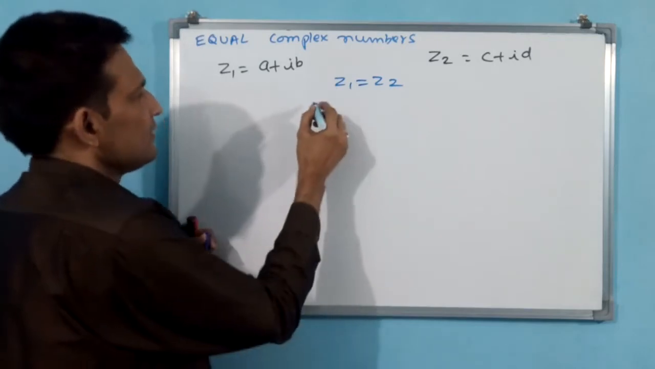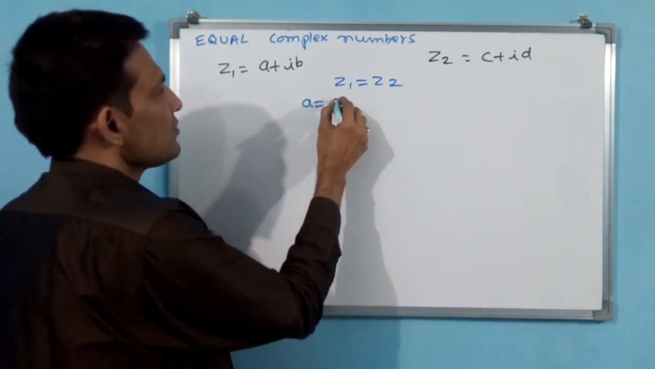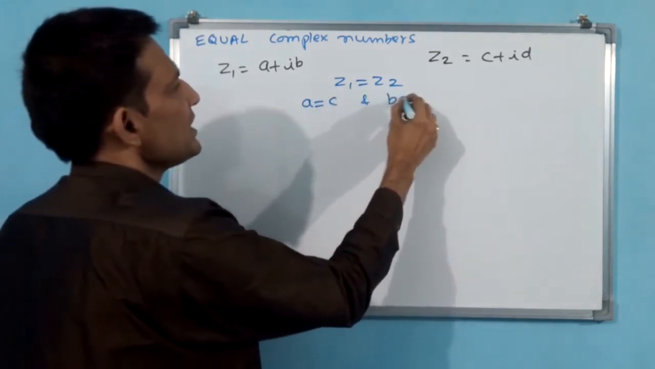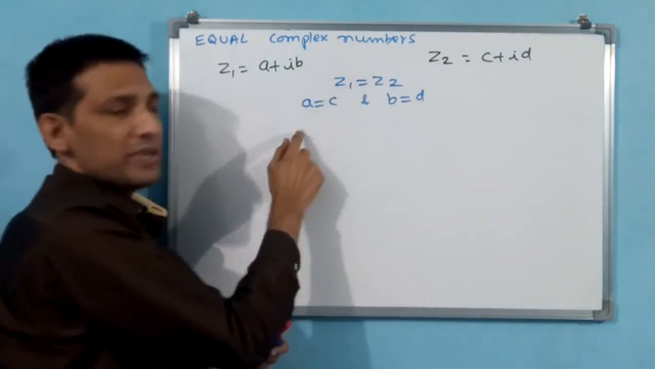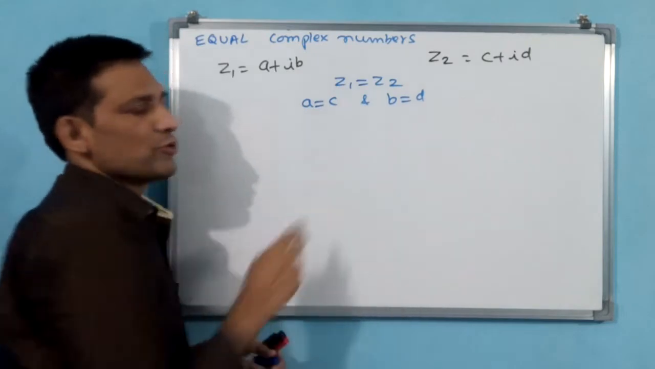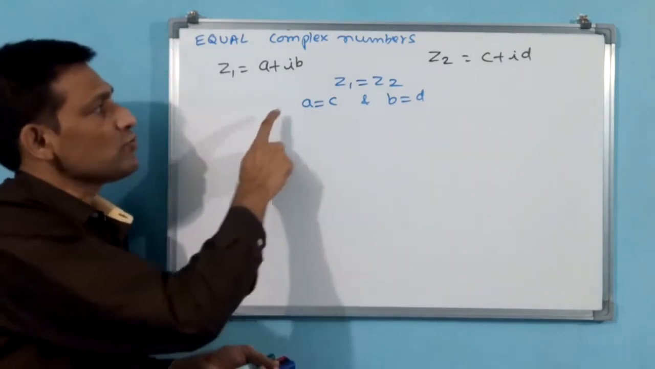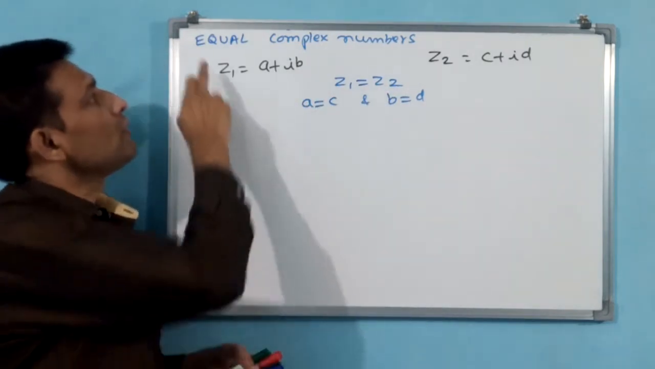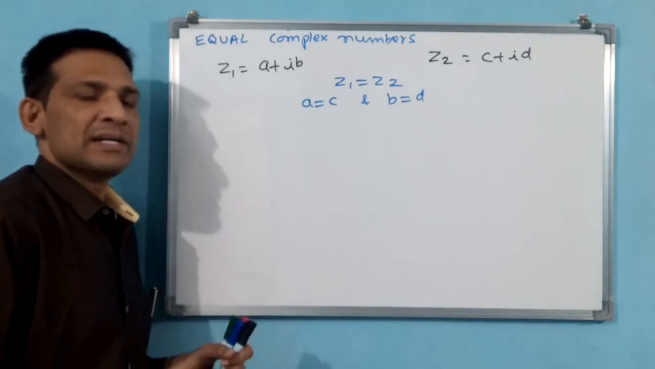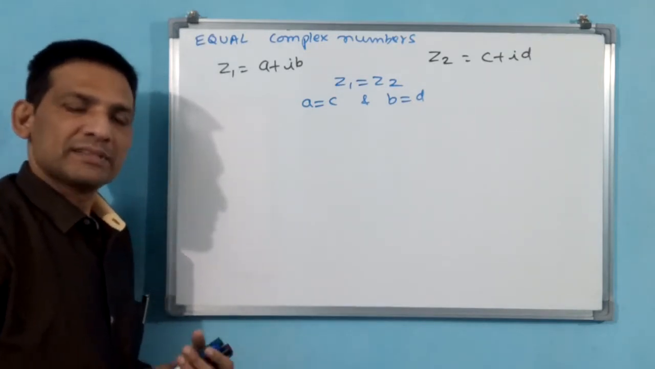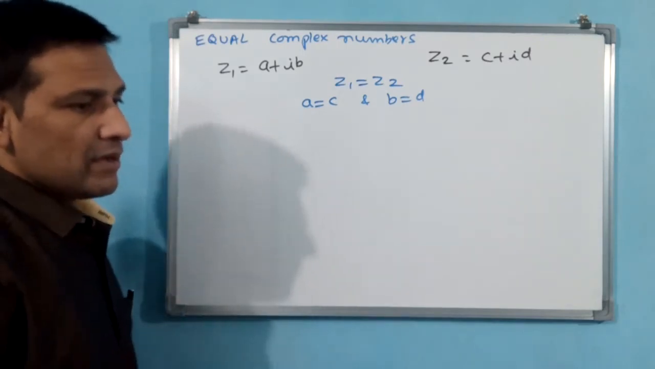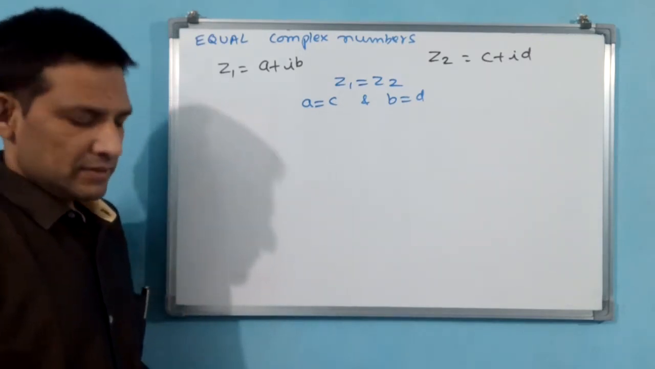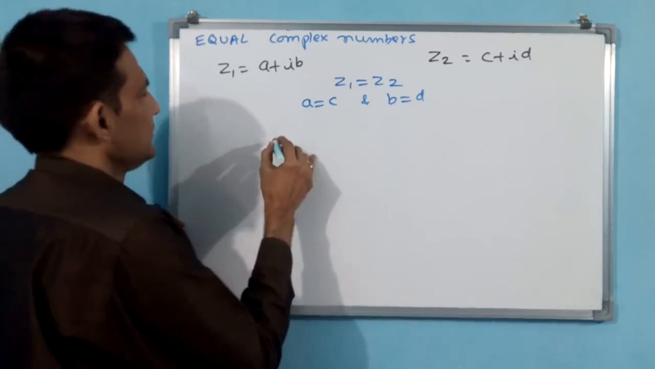When A is equal to C and B is equal to D, that means real parts should be equal and imaginary parts should be equal. Then these two numbers Z1 and Z2 are called equal complex numbers. You understand the concept? Because practically, when they give any question, they give it like this.